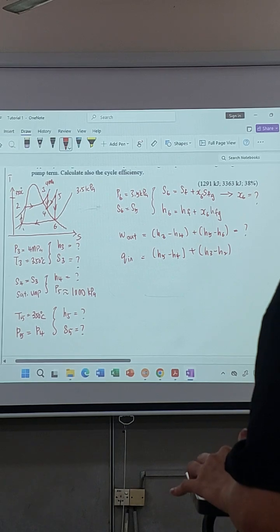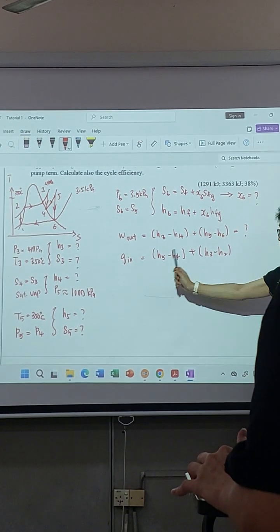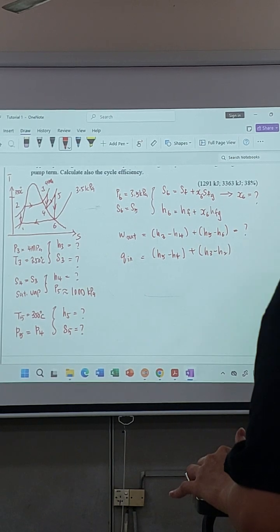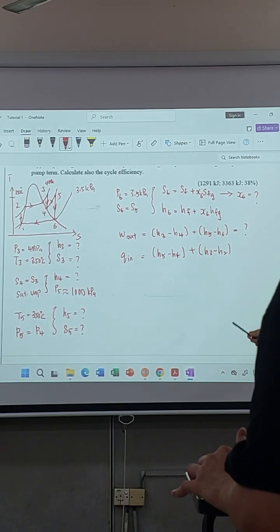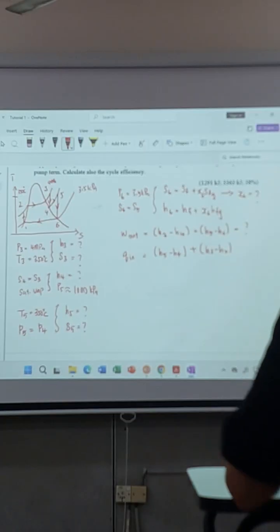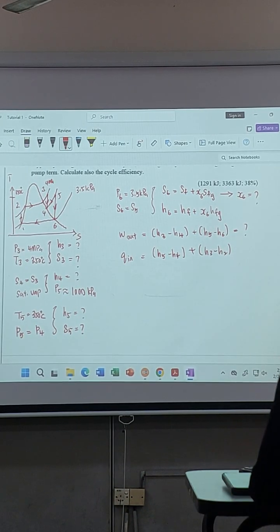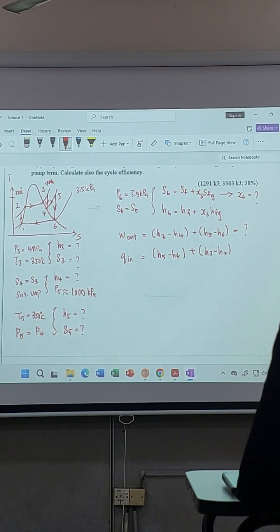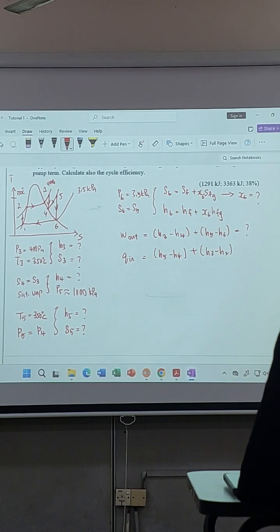Okay, so now we know H5, we have H4, and we also have H3. So what is missing here is H2. Then we finally move back to this side. So how do we solve this side? Anyone has any idea? Anyone try this?